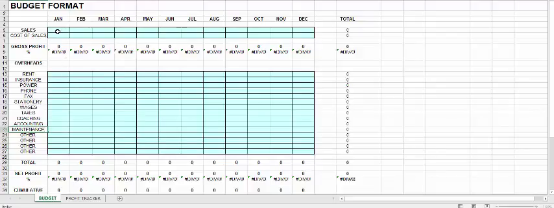So what we want to start off with, as we talked about in the modules, is to determine what net profit you want to end up at the end of the year. So let's say it's 10%, okay? So now we need to start calculating how much sales we believe we're going to achieve each month. And then what are the cost of sales?